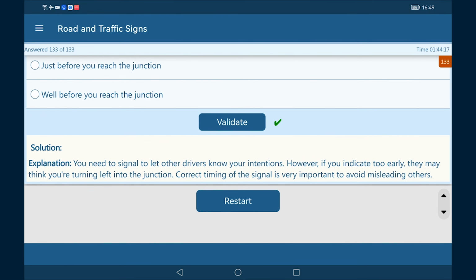Explanation. You need to signal to let other drivers know your intentions. However, if you indicate too early, they may think you're turning left into the junction. Correct timing of the signal is very important to avoid misleading others.